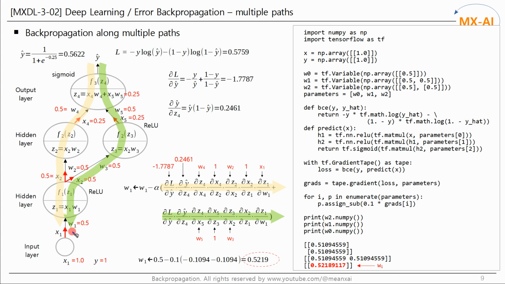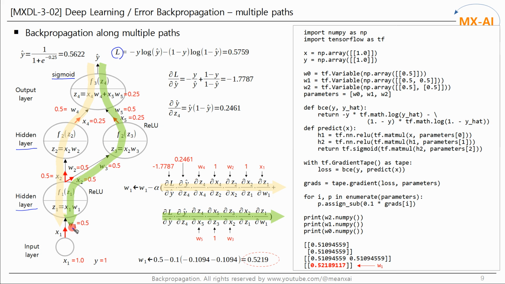Let's take the following neural network as an example. The output layer has one neuron and uses the sigmoid activation function. This neural network is for a binary classification. There are two hidden layers. The first hidden layer has one neuron, and the second hidden layer has two neurons. The loss L is defined as the binary cross entropy.